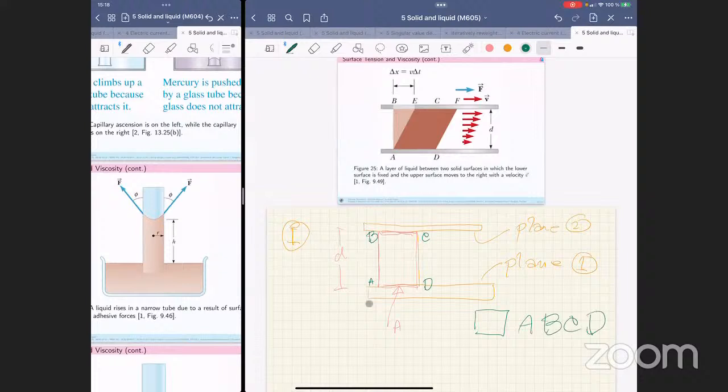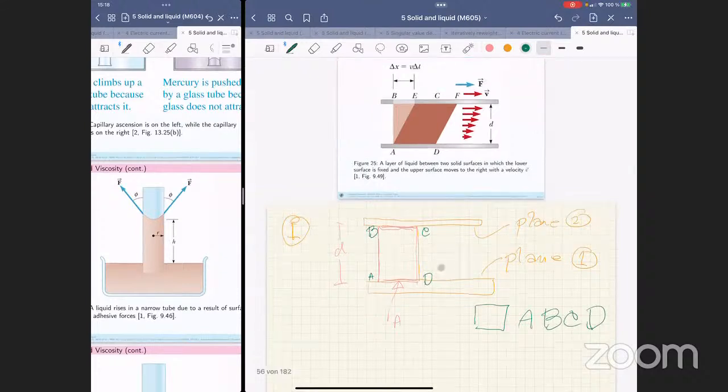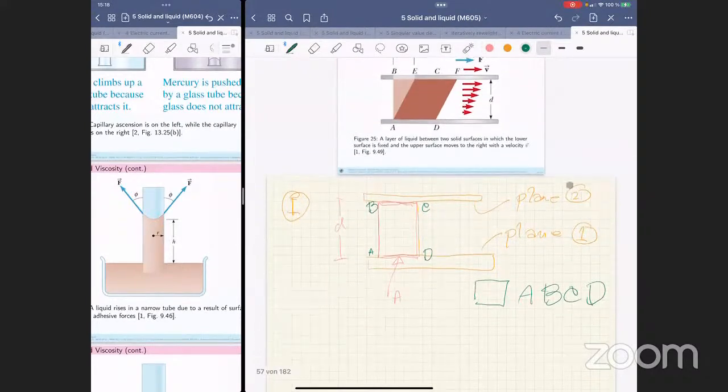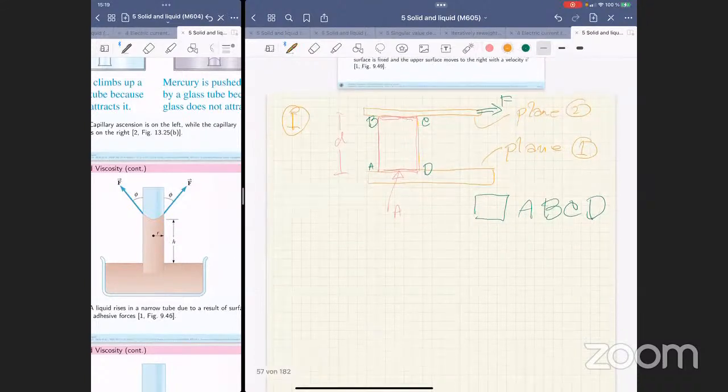All right, and after that someone tried to pull this to the right-hand side. They pull with the force F, they exert the force on this plane, and this is the fluid that tries to stick to this plane, right? Now let's consider the second situation. The second situation is the following.